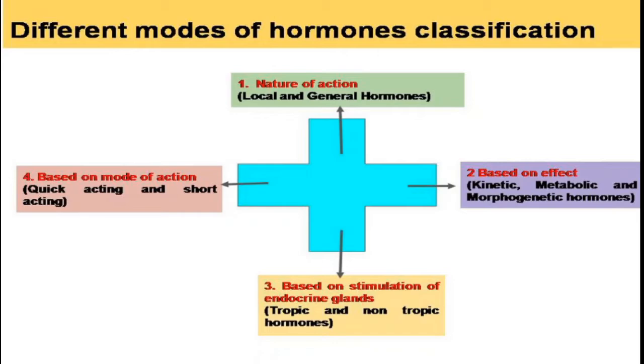Next classification is based on stimulation of endocrine glands. According to this, there are two subcategories. First is tropic hormones, which stimulate other endocrine glands for secretion. For example, TSH of the pituitary stimulates secretion of the thyroid gland. Second is non-tropic hormones, which exert their effect on non-endocrine target tissues. For example, thyroid hormone increases the oxygen consumption rate and metabolic activity of almost every cell.